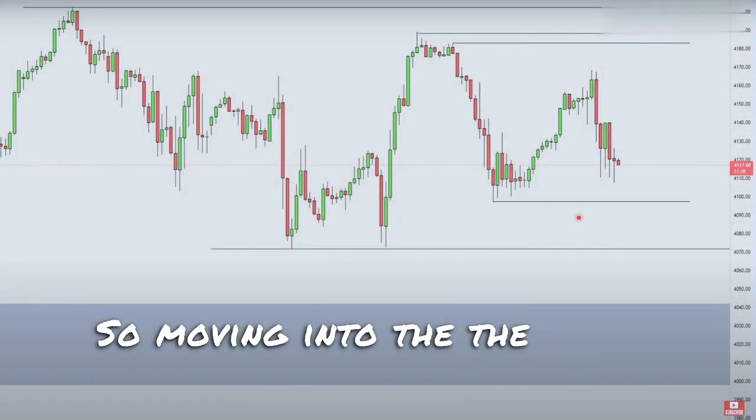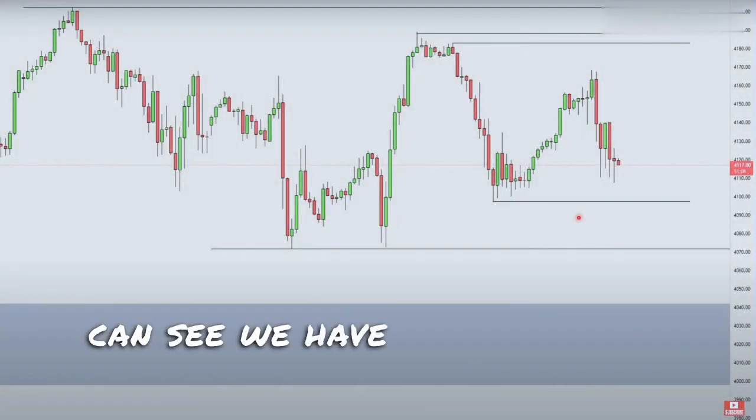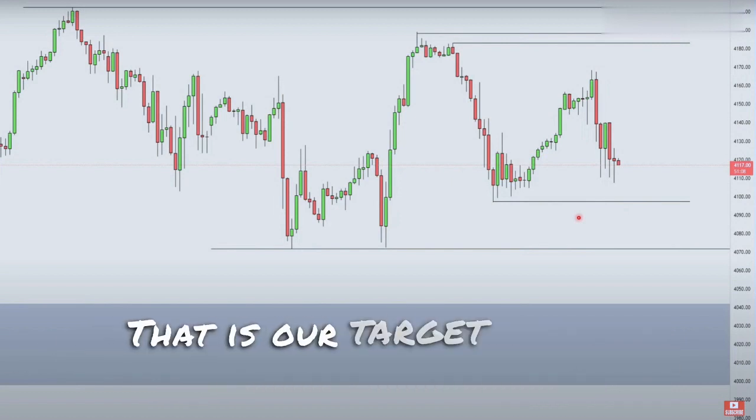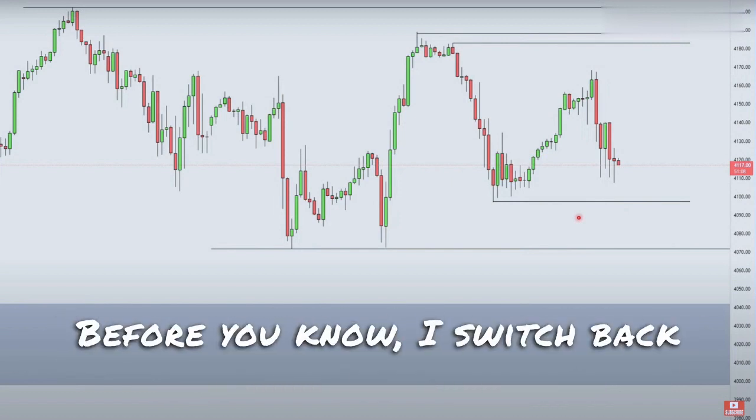So moving into the 1 hour chart here, you can see we have these relative equal lows here, right? Liquidity is resting under that. That is our target for the week before I switch back to being bullish.